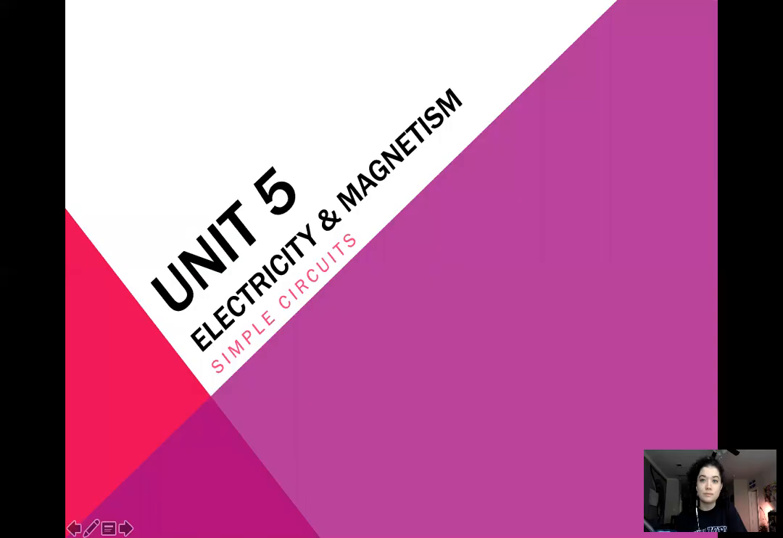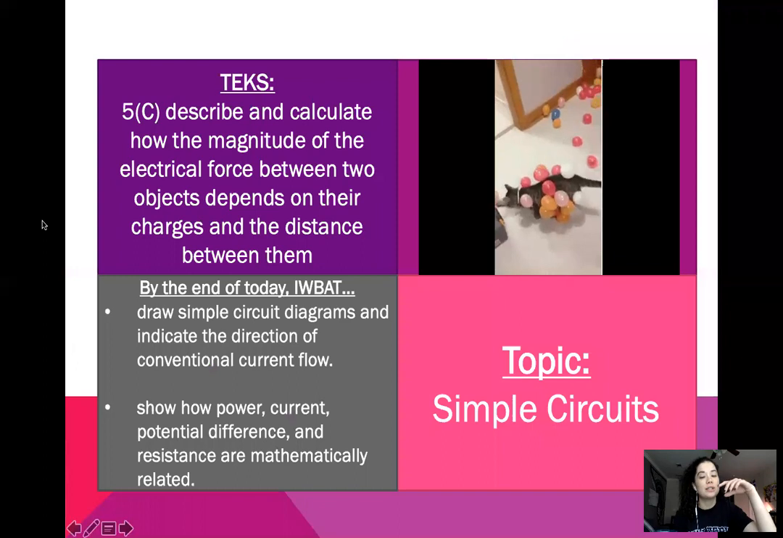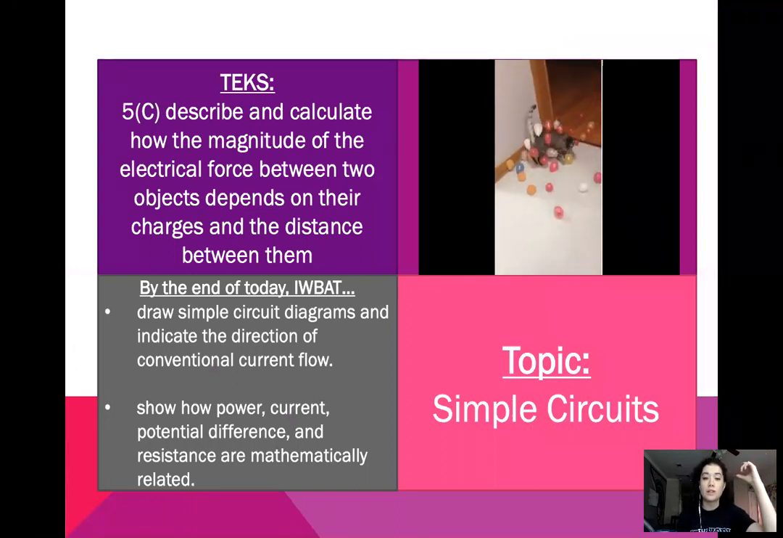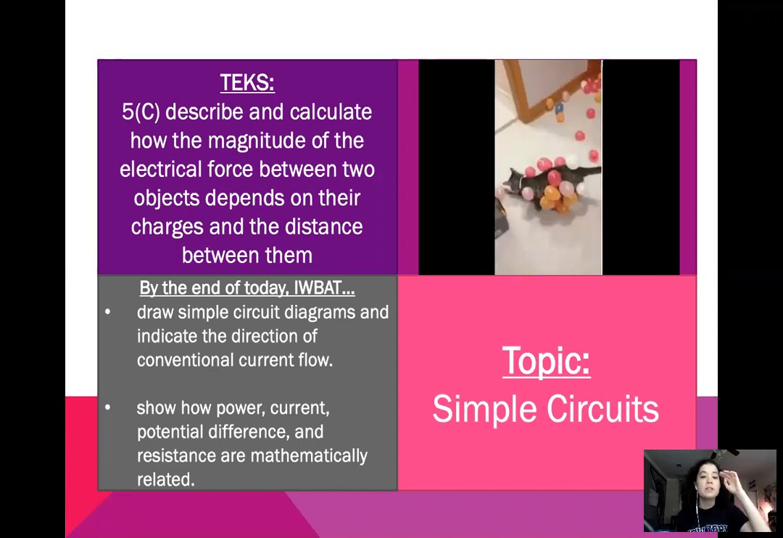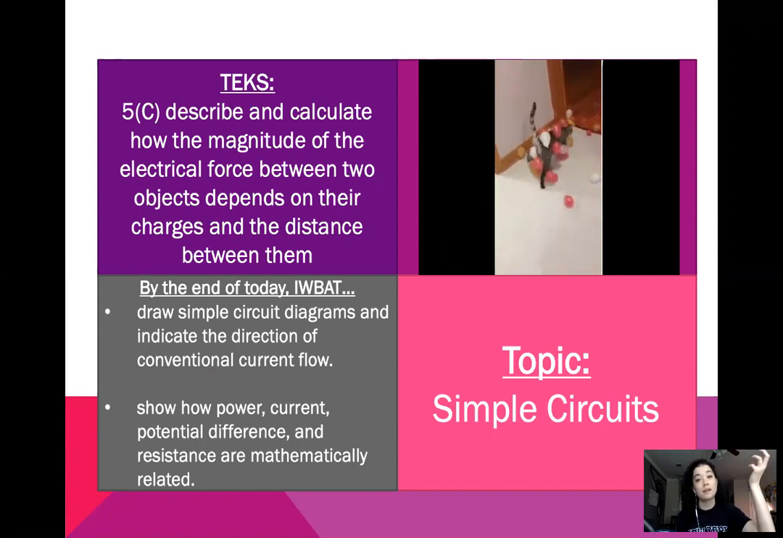All right, so like I said, Unit 5, Electricity and Magnetism, and today we're talking about simple circuits. Our objective is a bit of a continuation from our last class. Last class, we learned how to actually draw these simple circuits and indicate the direction of conventional current flow. Today, we're going to be talking about how power, current, potential difference, and resistance are all mathematically related.